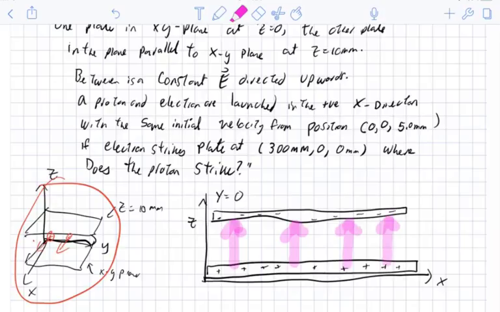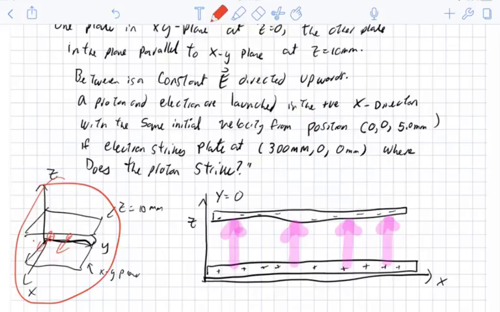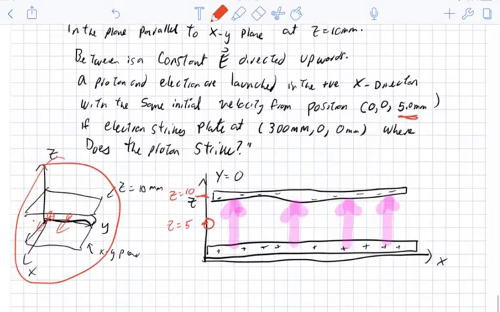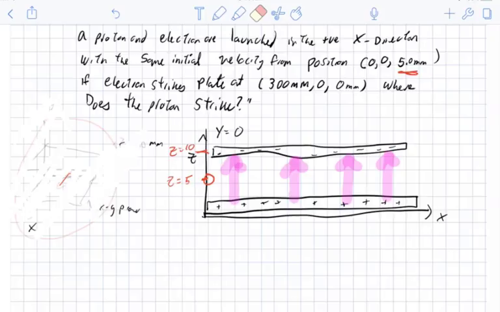And so the question is, okay, you've got a little particle. You're releasing it halfway between them when z is equal to 5 millimeters. So this here is z is equal to 10, this one z is equal to 5 millimeters. And you're taking a proton and an electron. You know what? Let me reproduce this picture here. Let's simplify things. Get rid of this.